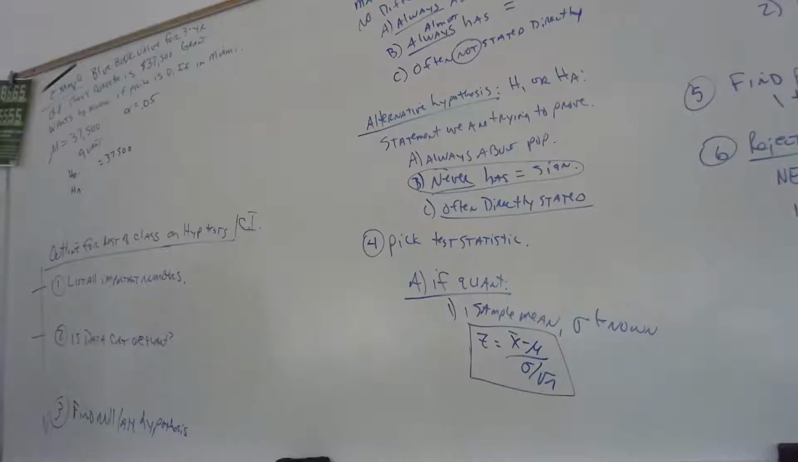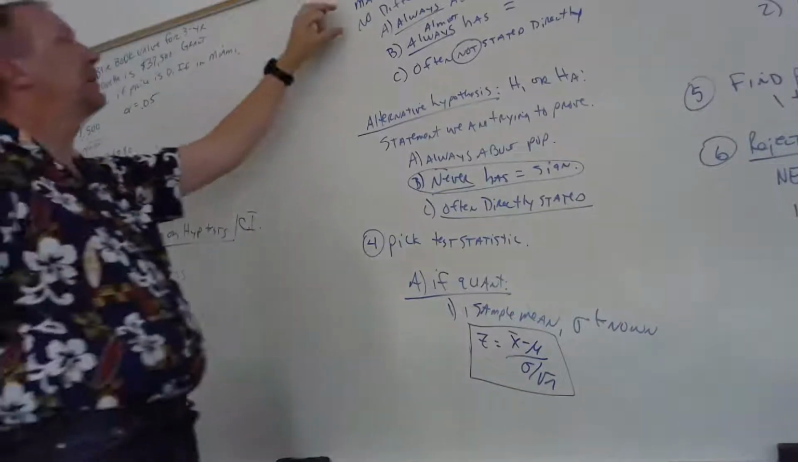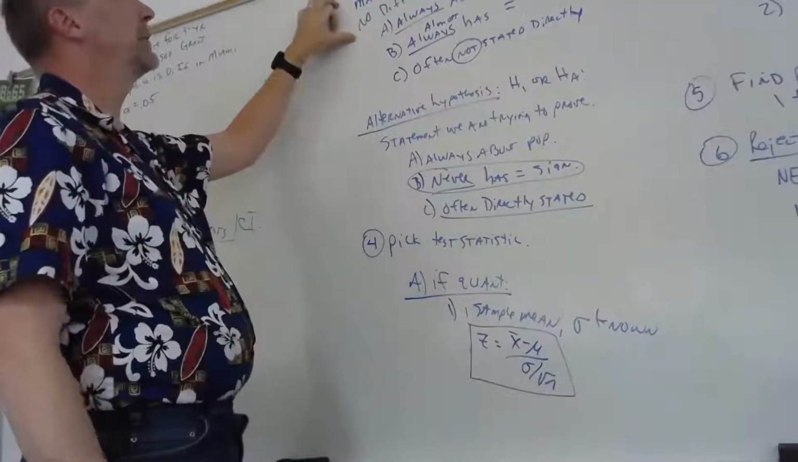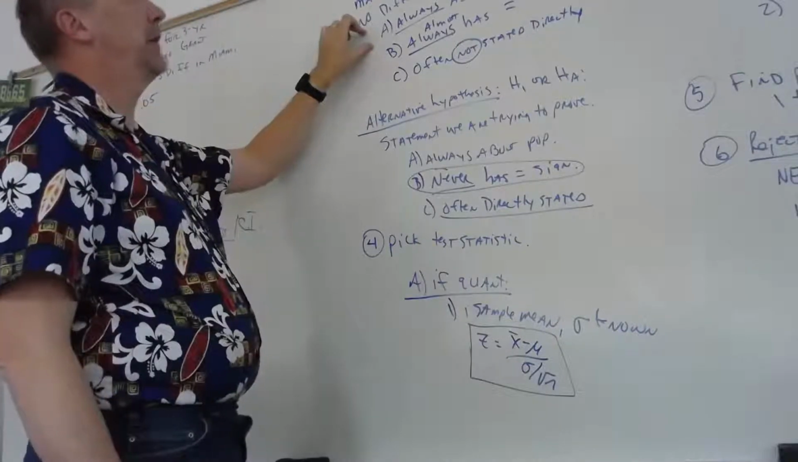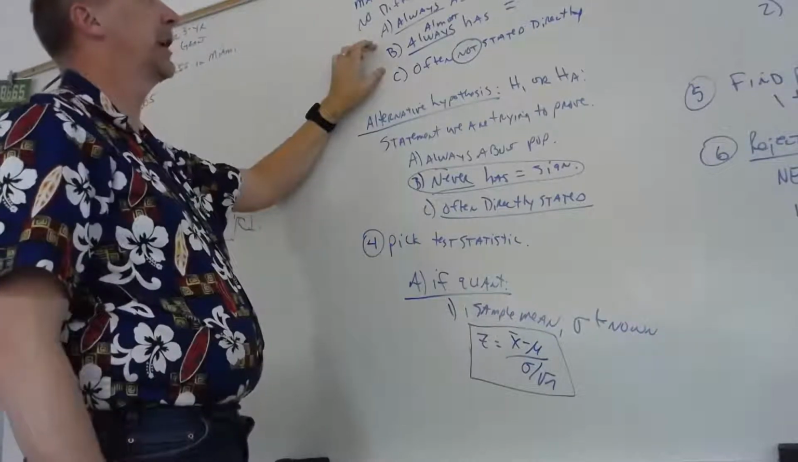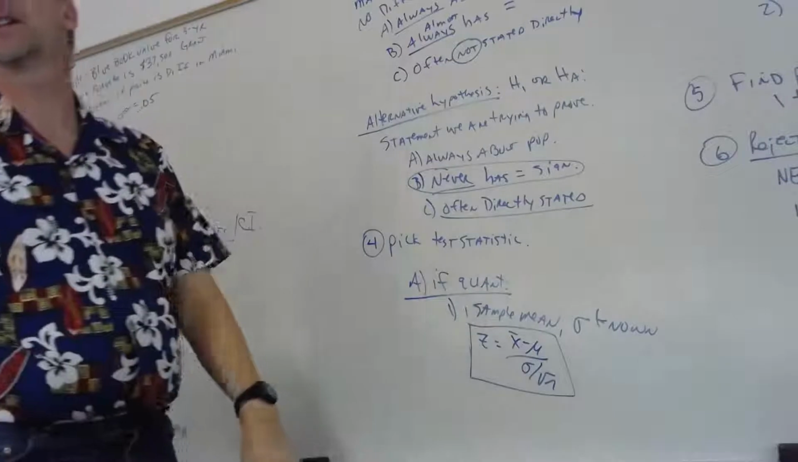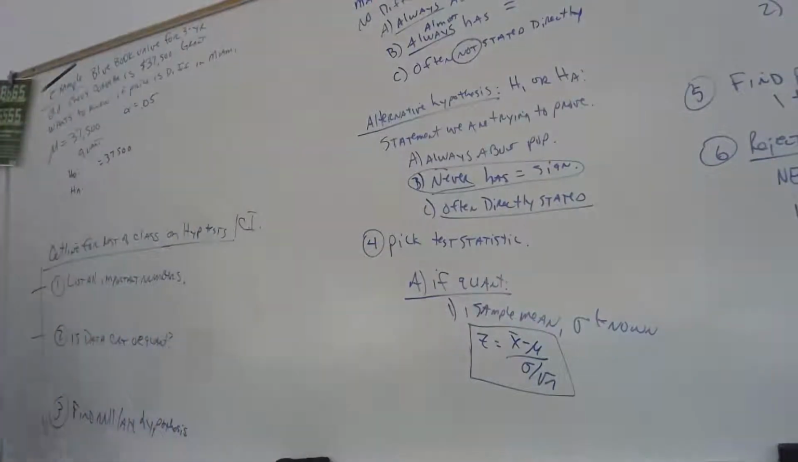Okay, so let's review the null hypothesis. It's a statement that means there's no change, no difference. It's always about the population. It almost always has an equal sign, and it's often not directly stated. So mu equals 37,500. Do you agree with that, Rachel? Are you sure? Yes. Okay, that was better. That was more convincing.